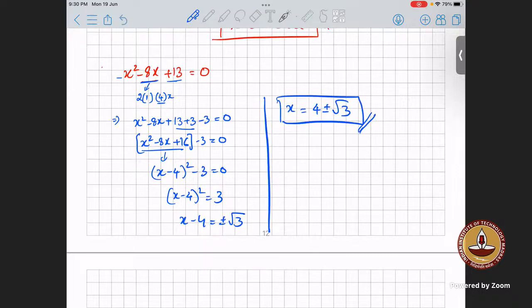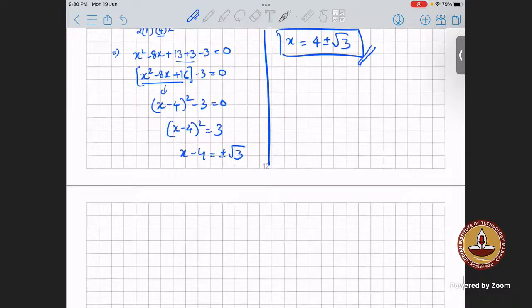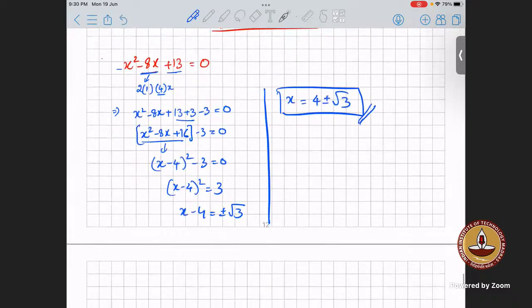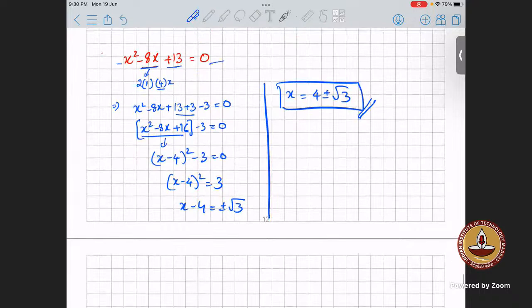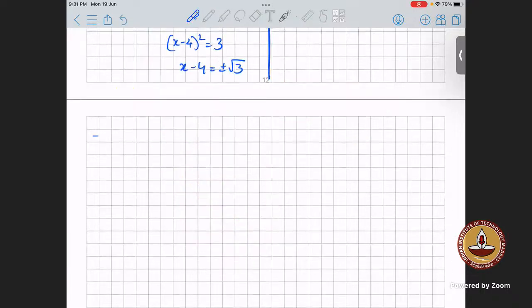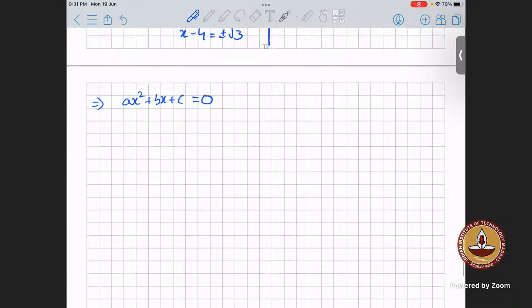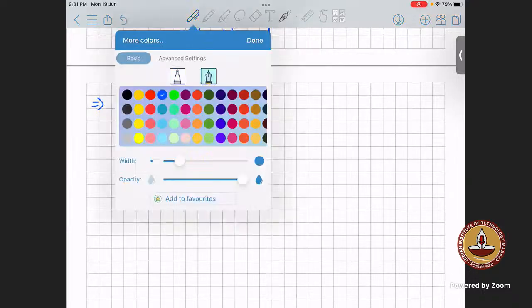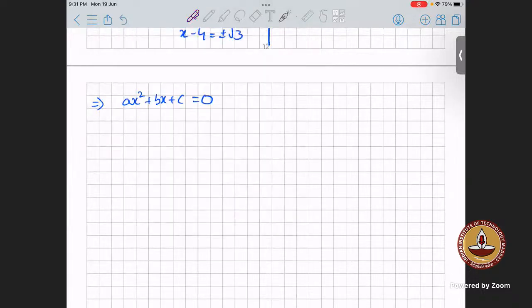Okay, look, these are just numbers, so now I'm making it a little difficult. Let us find the complete square method for ax square plus bx plus c equals 0. Solve by the complete square method.